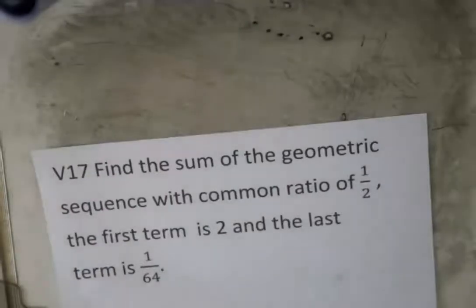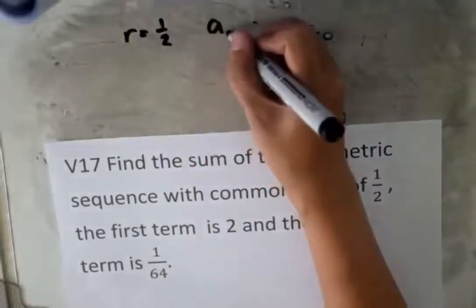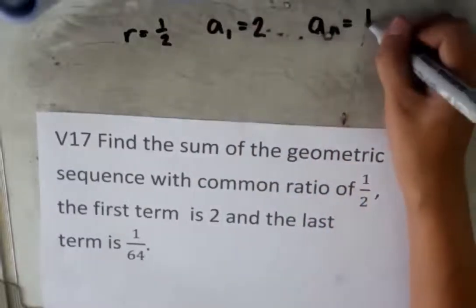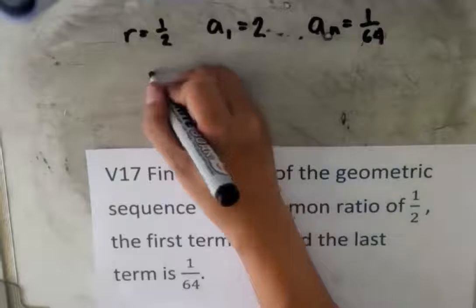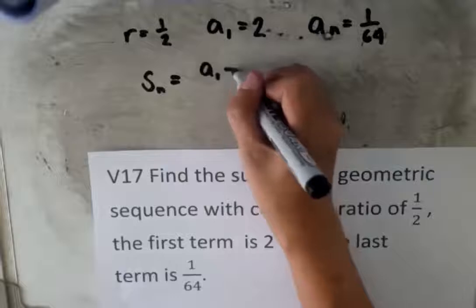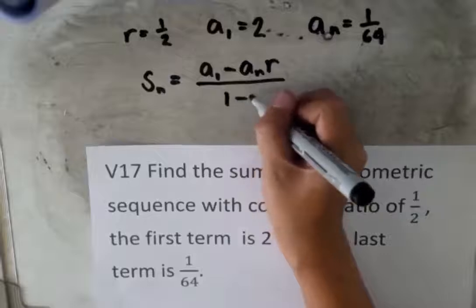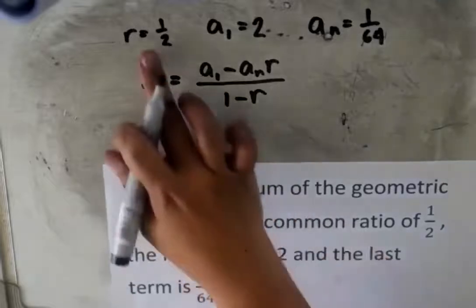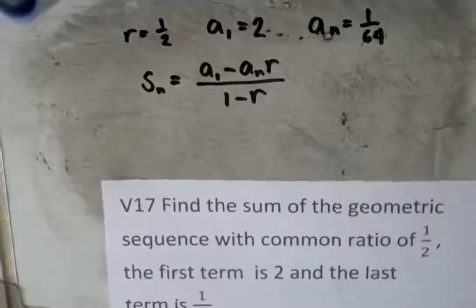Okay? So, we have here, the common ratio R is 1/2. Our first term is 2, or A sub 1 is 2. And our last term, A sub n, is 1/64. So, kung titingnan natin, ang magagamit natin na formula is yung merong last term. No? So, we have A sub 1 minus the last term, A sub n, times the ratio, over 1 minus R. Okay? So, we have here, R is 1/2, A sub 1, the first term, is 2, the last term is 1/64. So, let's solve.